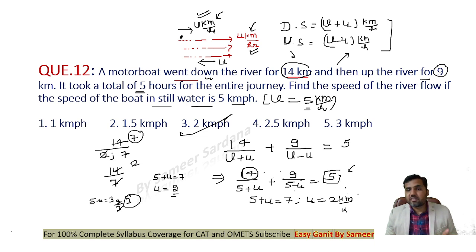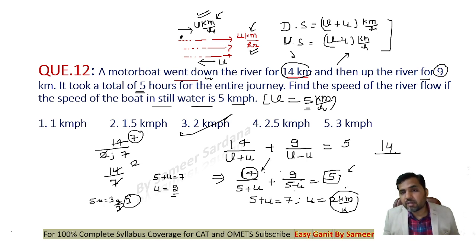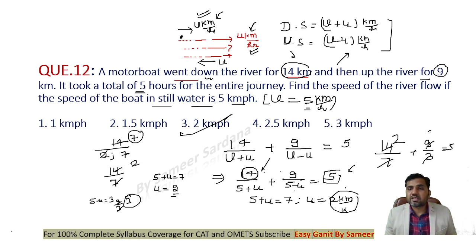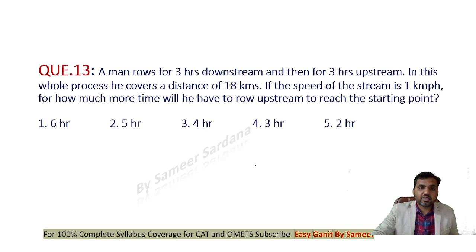If I put u as 2 kilometer per hour, just try to see the factors of the numerator values here. You'll get your answer without making it a quadratic equation. 14 upon 7 plus 9 upon 3 is equal to 5. So that's a perfect assumption. Just try to find the factor in the numerator, and you will get your answer quickly.